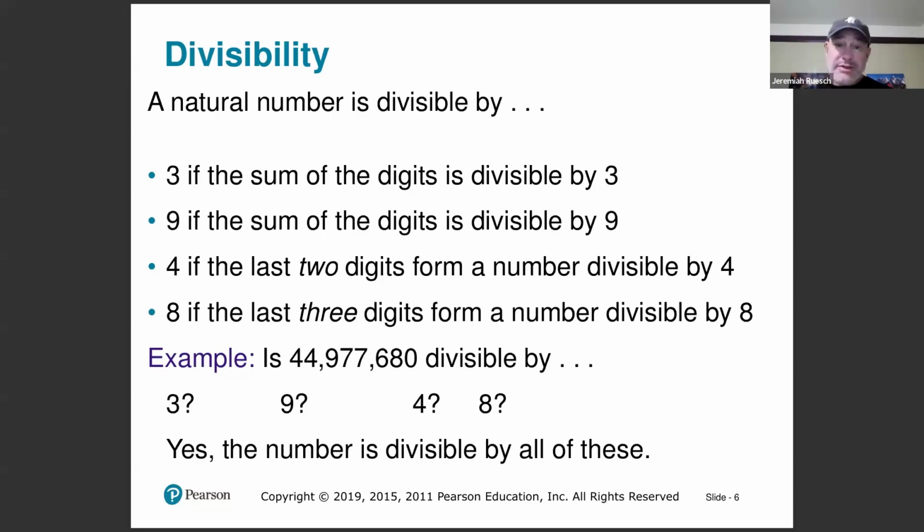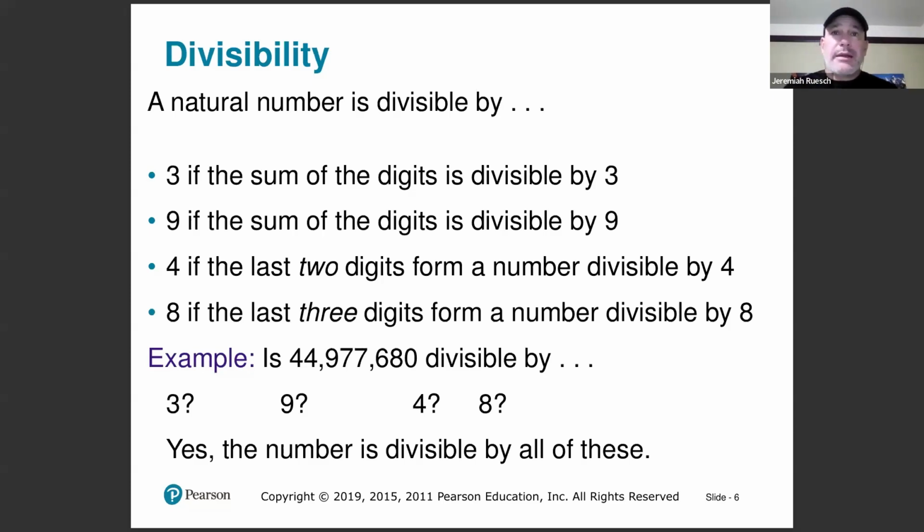If the last two digits of the number are divisible by 4, then the number is divisible by 4, and if the last three digits are divisible by 8, then the whole number is divisible by 8. So, for example, 44,977,680, is it divisible by any of these? Well, if you add up all of the digits, 4 plus 4 plus 9 plus 7 plus 7 plus 6 plus 8 plus 0, that number is actually divisible by 3. And it's also divisible by 9. So it's divisible by both of those.